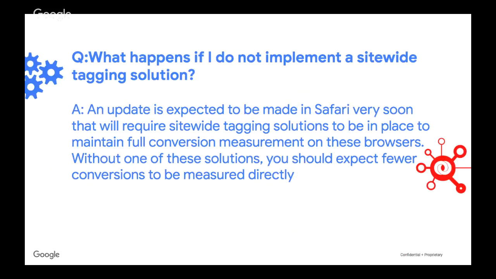And then the final question, what happens if I do not implement a site-wide tagging solution? So an update is expected to be made in Safari imminently, and that will require that you have a site-wide tagging solution to be in place in order to maintain full conversion measurement. If you don't implement it, you will be at risk of losing a portion of your conversions.